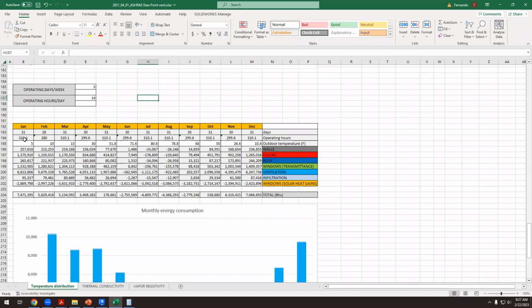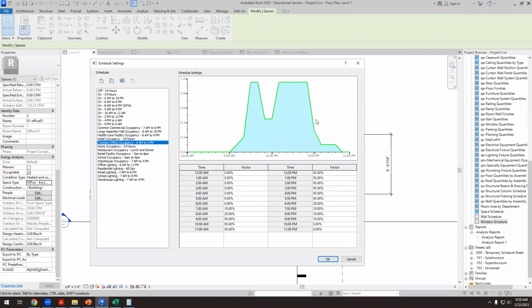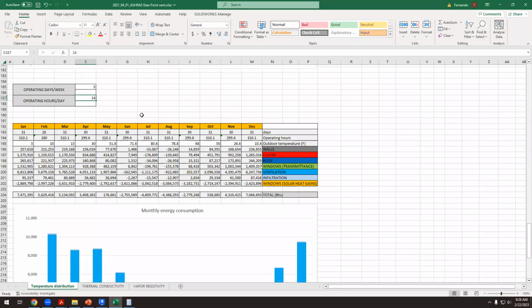Why is it 280? Because, well, it depends on how we have more than 4 weeks in a month. Okay, so we have 31 days. So this is 4 weeks. So it's not 280, but yeah, this is it. We can select the number of days per week and the number of hours per day. So we don't have to change anything, just this one. Okay, so these are the operating hours according to the Revit schedule, because this is what we have defined in the Revit schedule. So we have these days per week, hours per day, and then every month we will have this.